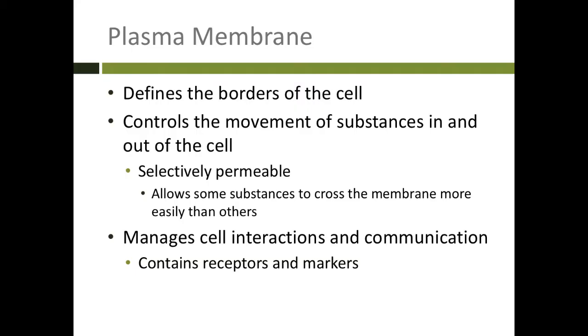The plasma membrane has three main functions. The first is that it defines the borders of the cell. What this means is that anything inside the plasma membrane is inside the cell, and anything outside the plasma membrane is outside the cell. The plasma membrane is also selectively permeable. What this means is that some things can go right through the plasma membrane and other things cannot. They have to use other mechanisms to go through. The third function for the plasma membrane is that it helps to manage communication with other cells using receptors and markers on the cell surface.